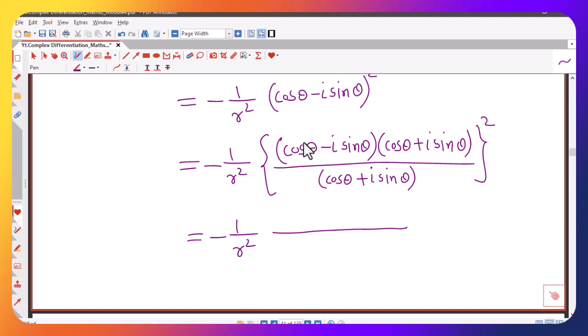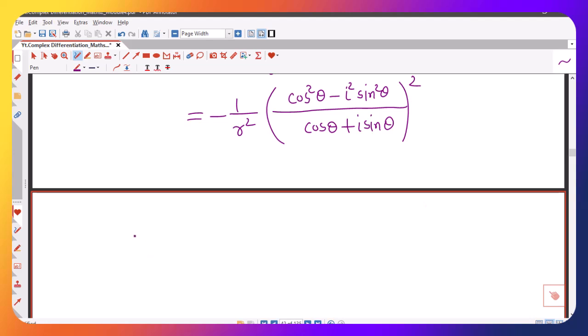In the numerator again we can apply that formula, cos theta minus I sin theta times cos theta plus I sin theta is cos square theta minus square of I sin theta, which is I square sin square theta, and here I have cos theta plus I sin theta as it is and square of this quantity. So what we are writing? We are writing f dash z, and we are adjusting all these terms in such a way that we obtain our answer in terms of z.